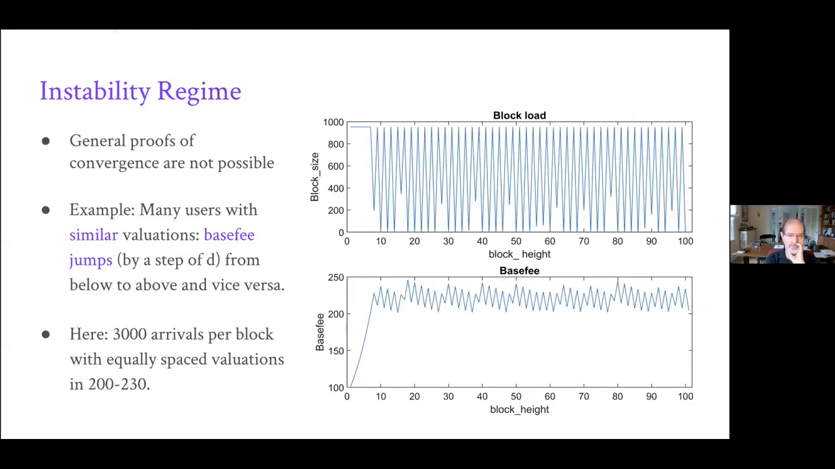Great. Now I'm going to point to just an experiment to showcase that there's no possibility of a general positive result. A general proof of convergence is not possible. Here we show a specific example where we have roughly 2000 arrivals per block, with uniform valuations between 200 and 220. Here's what happens to the price: the base fee, the thing that gets automatically adjusted, never actually equilibrates, but moves erratically in some range.